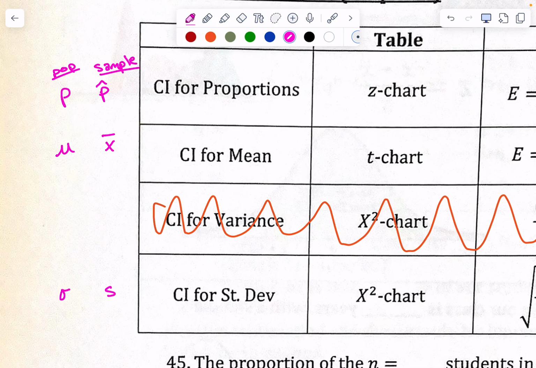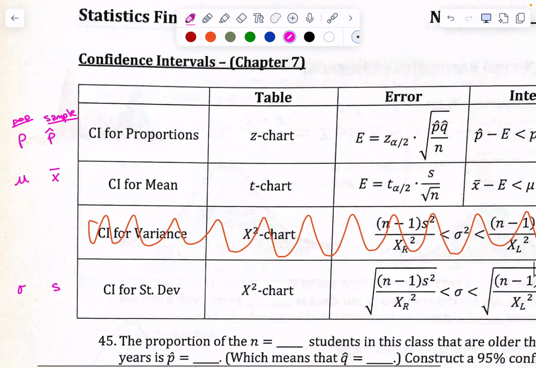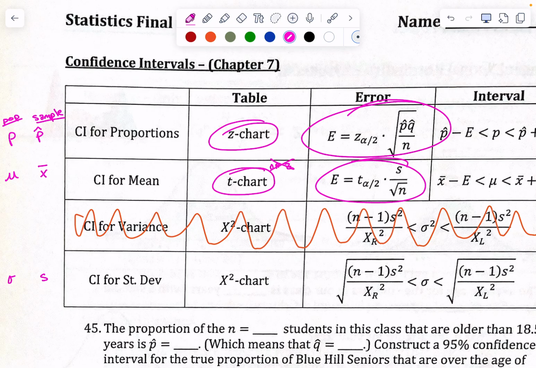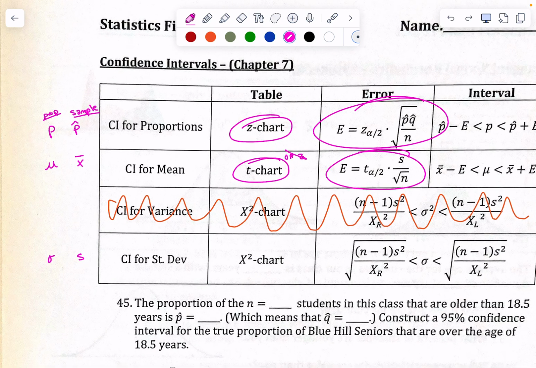Okay. For the first two, for proportions and means, we calculate an error. Here we use the Z chart. For mean, we use the T chart only because we only have 15. Technically you use the Z chart, so this should say or Z, but we're not going to use the Z chart because we only have 15 people, so we're going to use the T chart specifically for mean, right? And then standard deviation does not calculate error. This is where we have to actually plug the two things in to the square root formula. Got it?